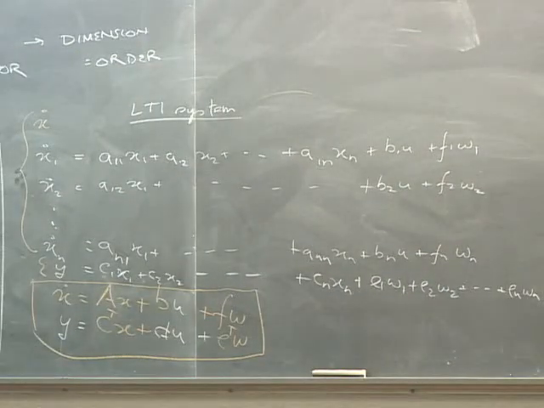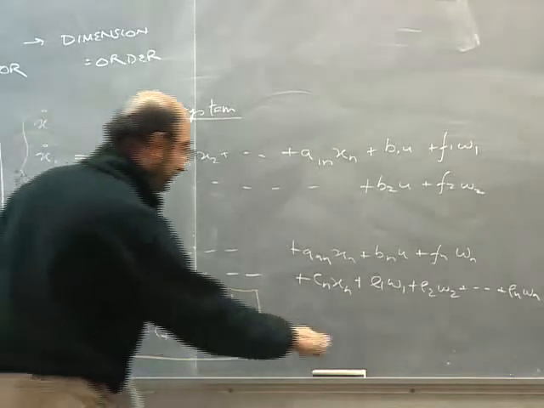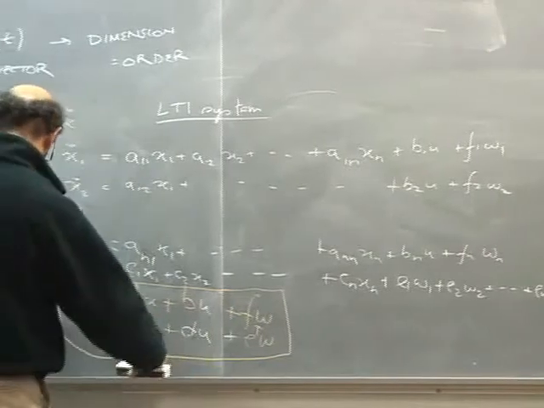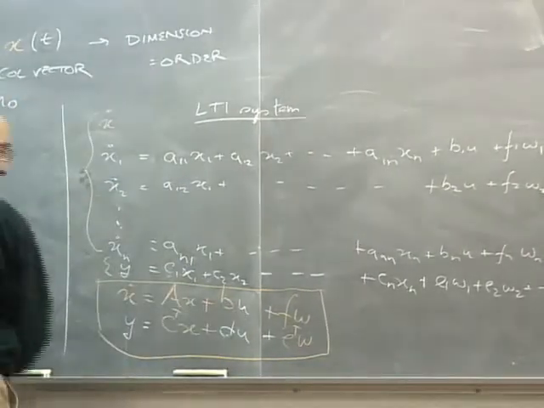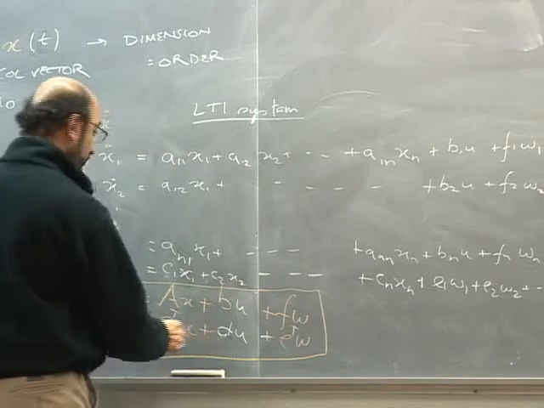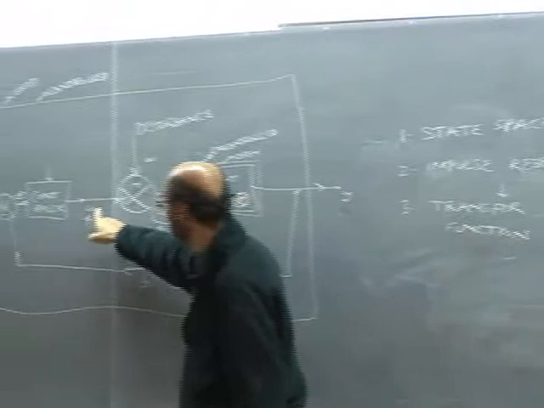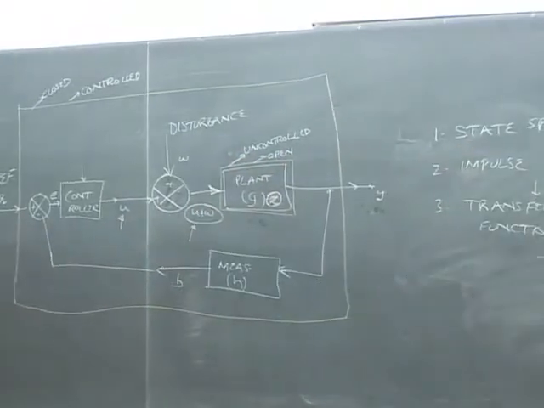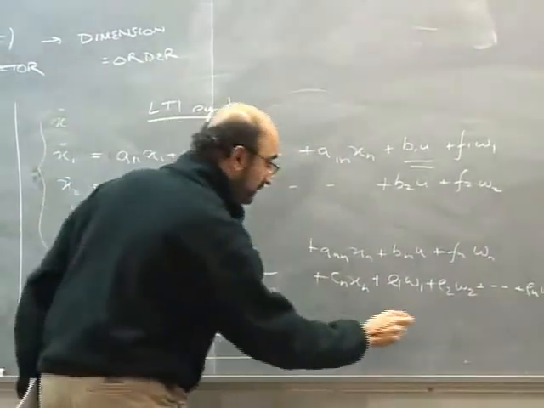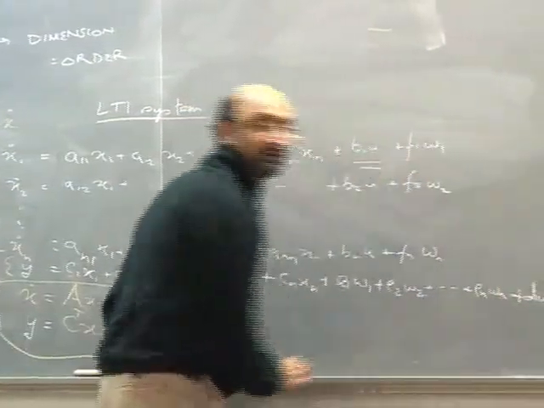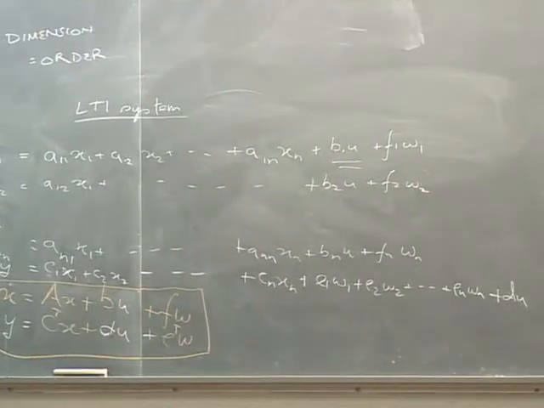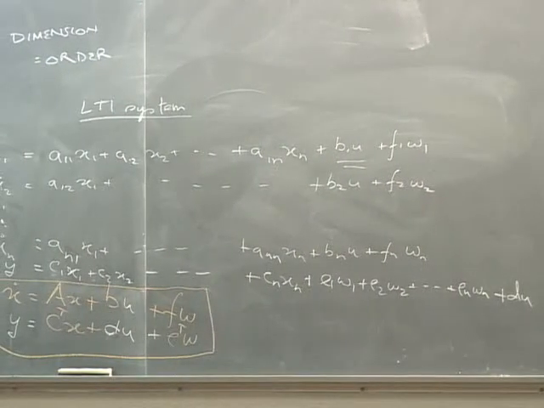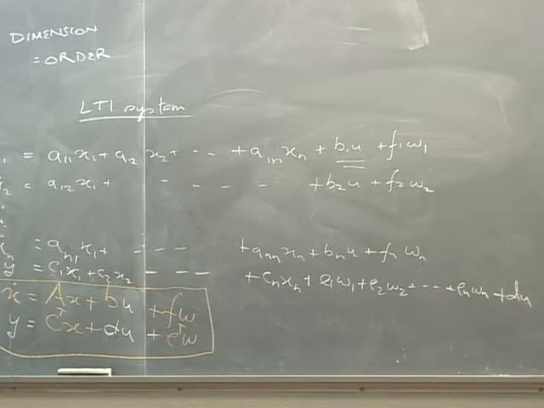What is D u? D is the input u. So y depends on u. See, y depends on w and x, and it may depend on u as well. Just like x may depend on u, y may depend on u as well. So there should be a D u term. D is some scalar. This is the most general form, basically.